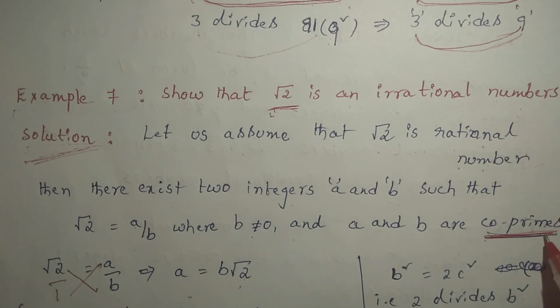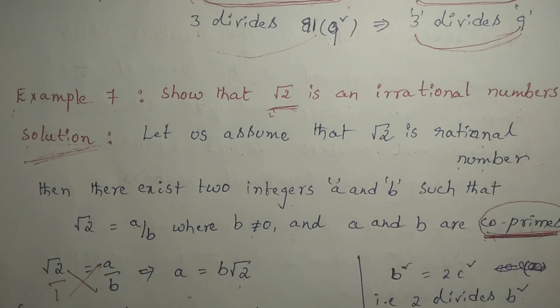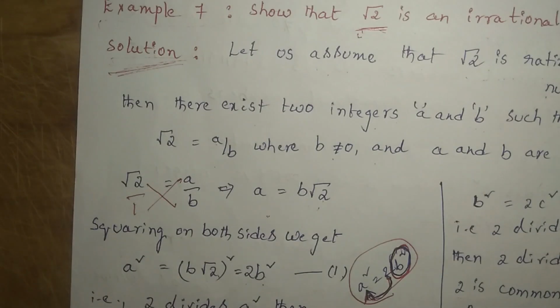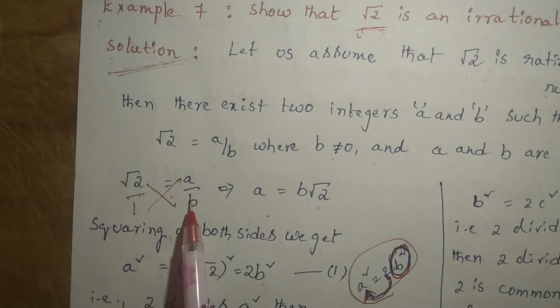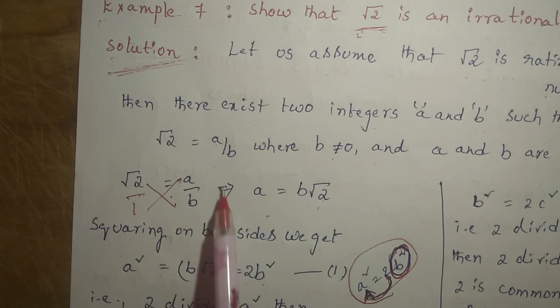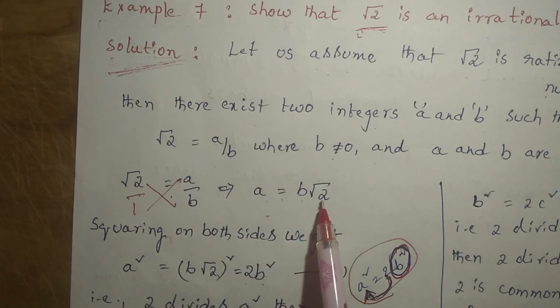It means, as we already learned, when we call the given numbers co-primes, any two numbers do not have any common factor other than 1. Those numbers are called co-primes. So root 2 equals a by b. When we write a equals b root 2, we will get this.